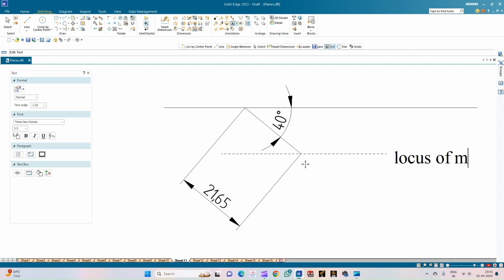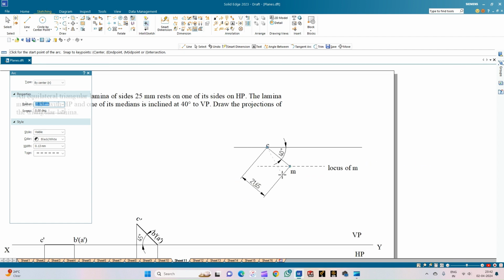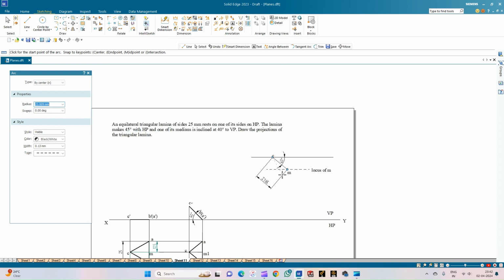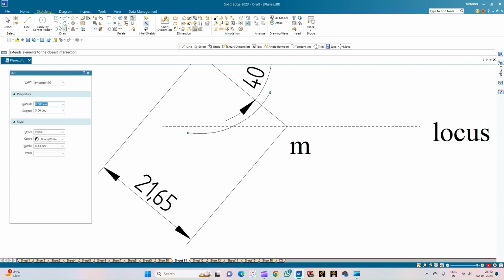So now how do we construct the beta angle? So after this step, let us annotate even this point. This is C and this is M. So now keeping C as the center point, we need to locate the point M1 on this locus of M. So for that, we will select the arc by center point. The first point of reference is C and draw an arc of length 15.31, which is equal to CM1. So 15.31 should be the arc length, and considering this as the arc length, I'm going to cut an arc and it should intersect the locus of M. So it is going to intersect at this point.